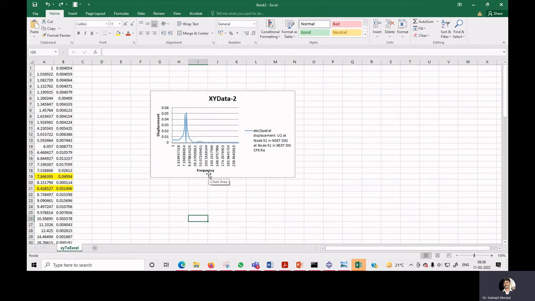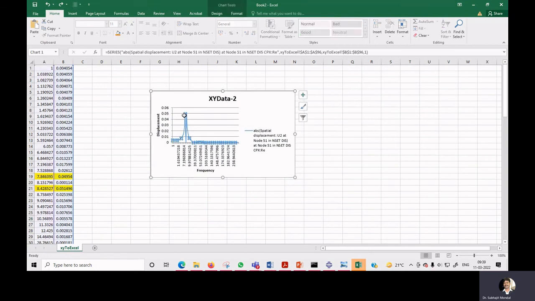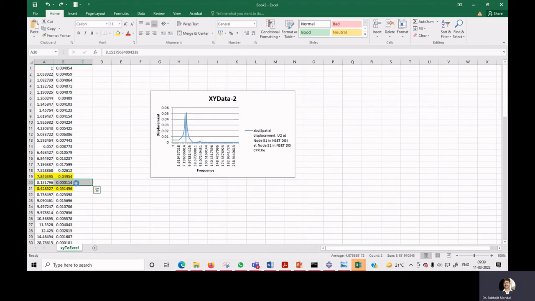Here you can see the x-axis is frequency and the y-axis is displacement. This point is your resonance point, and here we have the anti-resonance point. Since this value is coming, we are going to delete that anti-resonance data. So we are going to see at which point we have the anti-resonance point. Okay, so 7.84. After 7.84 we have the anti-resonance point. So we are going to delete this data.